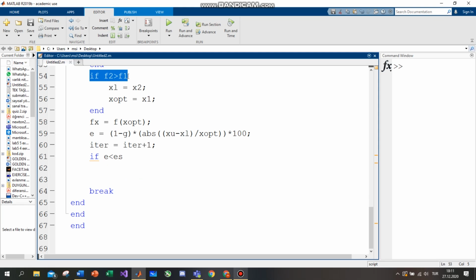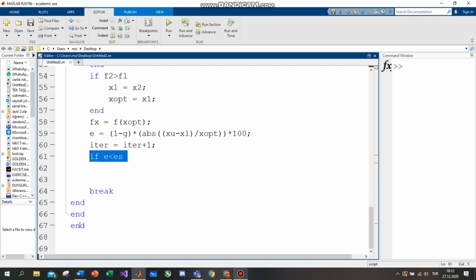If f2 is bigger than f1, x1 equals x2, and x opt equals x1. It compares f2 and f1 values and sets the new lower limit. fx equals f opt, setting the optimizing x for error calculation. This is iteration equals iteration plus 1, calculated to find the maximum in the loop. And this one is if a is smaller than s, the error definition in the book.